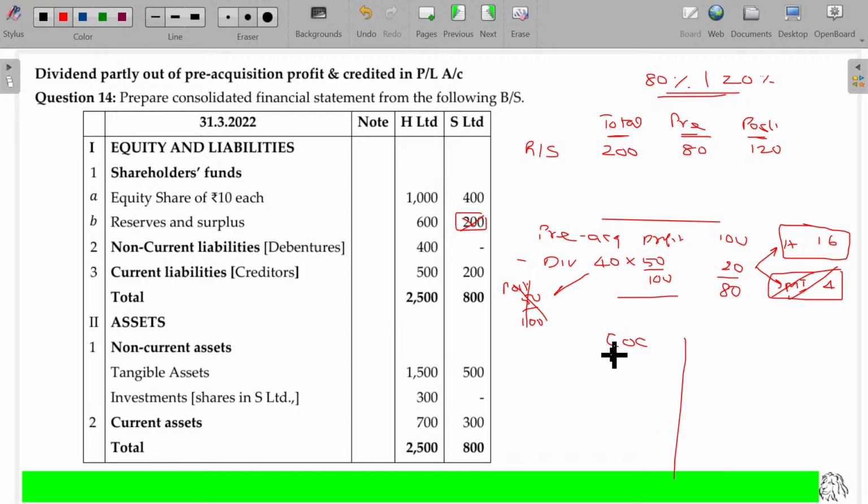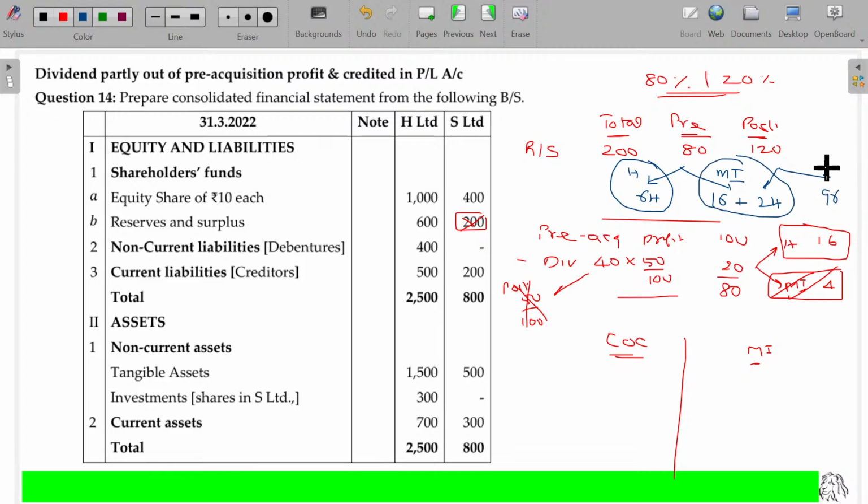Cost of control as well as minority interest. Let's see. Holding company share, 80% of this, 64. Minority interest share, only 20%, 16. Plus from here, 20% on this being 24. Okay, the overall value will be for the minority interest. 96 is for the holding company. This is the revenue item. This is the revenue item.